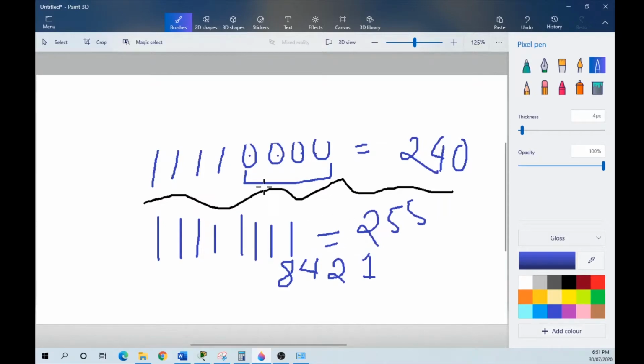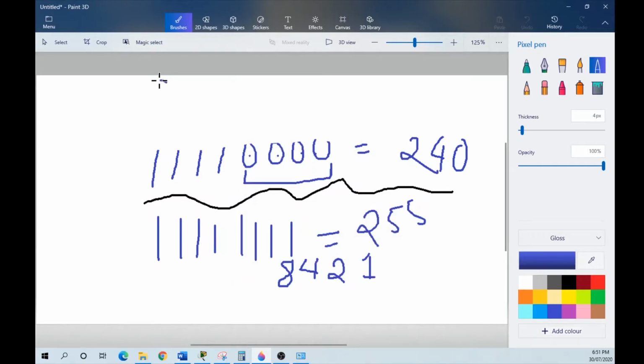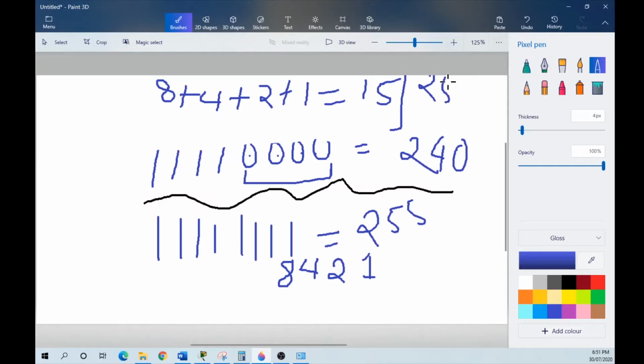So let me write down the total value of those zeros. It will be 8 plus 4 plus 2 plus 1, which will be 15. I take 255 and I have to subtract 15 because they are 0, right? So it will come 240.